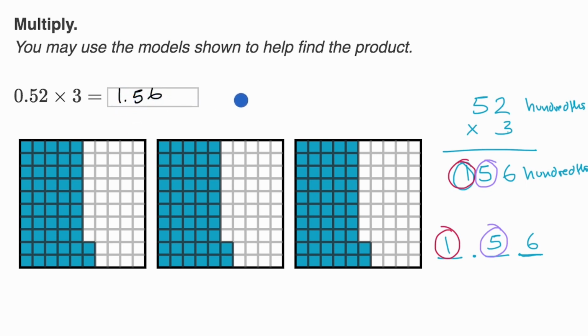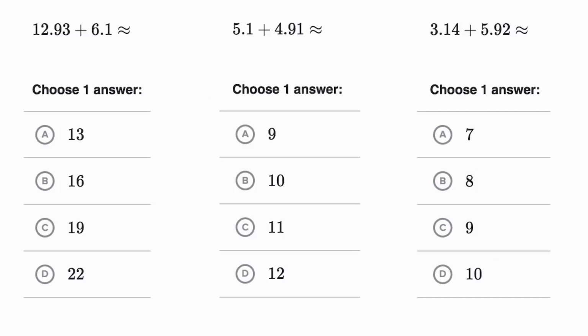What we're going to do in this video is get some practice estimating adding decimals. So here it says 12.93 plus 6.1 is approximately equal to, this little squiggly equal sign means approximately equal to. So try to estimate this and pick the right choice. So pause the video and try to do that. All right, now let's work through this together.